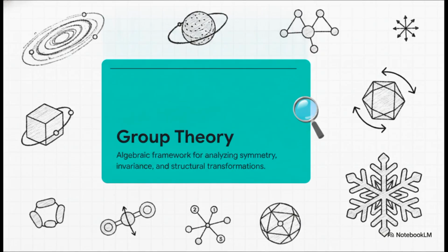You can really just think of it as the foundational operating system of symmetry. It provides this incredibly rigorous algebraic framework for analyzing invariance and structural transformations. So whether you're mapping out abstract number fields or modeling the cosmos, this is the exact architecture you rely on to understand how systems can completely transform yet remain structurally sound.